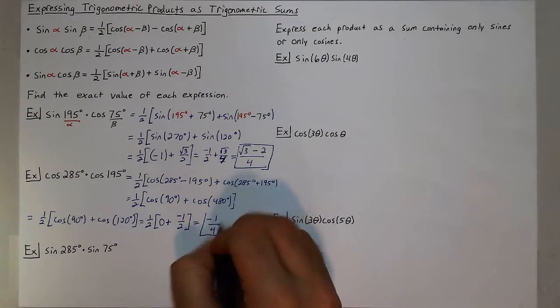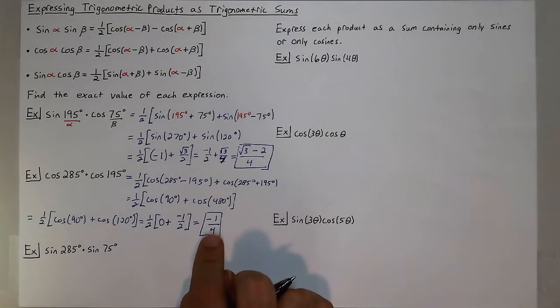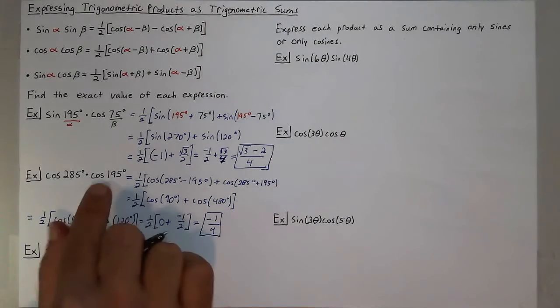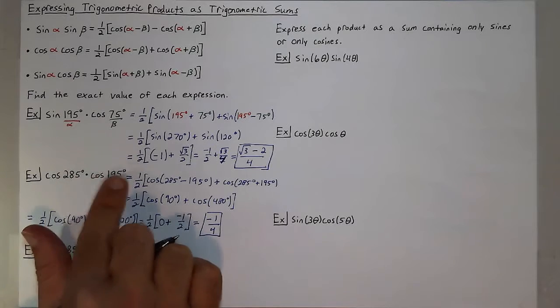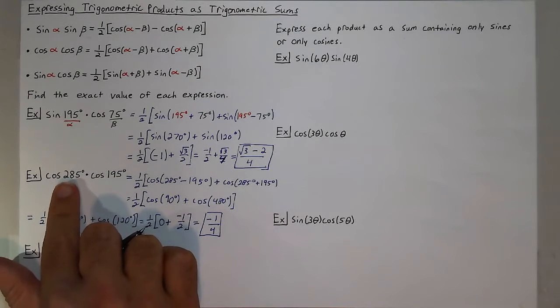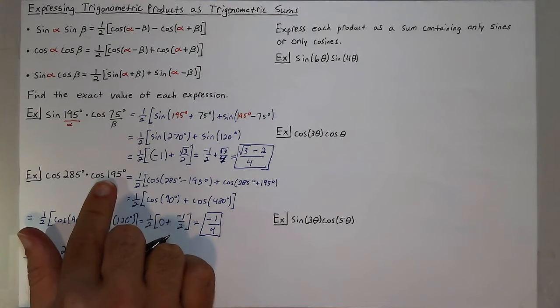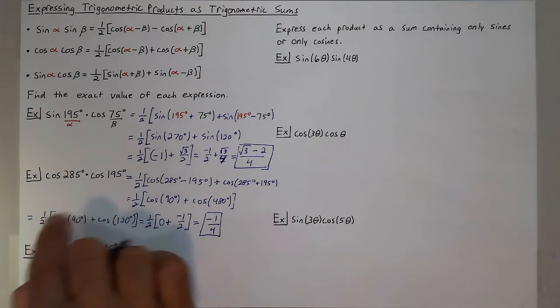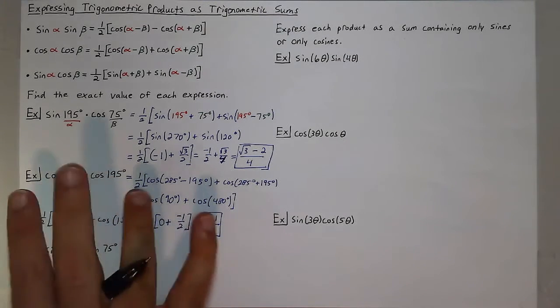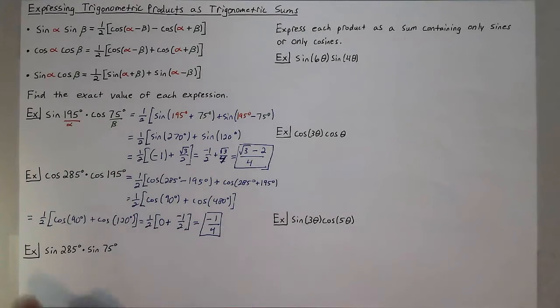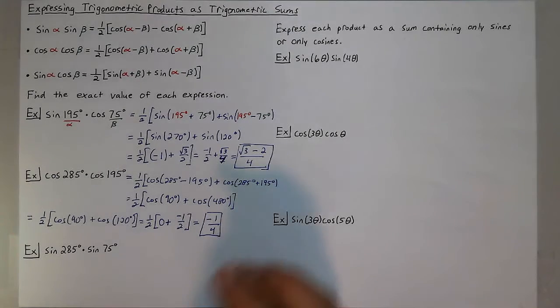Another way you can check to make sure this is the correct value, since this is negative, I can check to see what the values of these angles would have been. 285 is in my fourth quadrant, so that would have been a positive number. And cosine of 195, that's 195 is in my third quadrant, which would have been a negative number. So combined, that should give me a negative number.